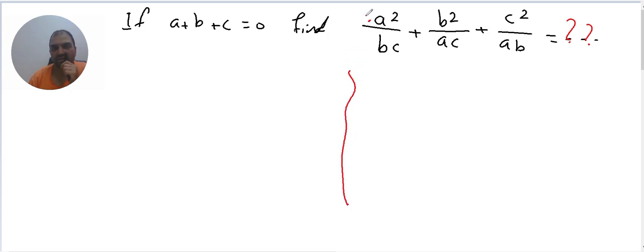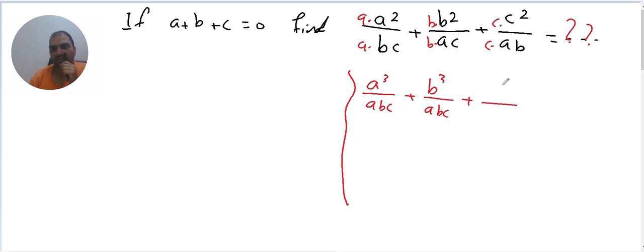We can multiply up and down by a. Right here, multiply by a, and here multiply by b, and here by c. Then in the numerator we have a power 3 over abc plus b power 3 over abc plus c power 3 over abc. You can collect the same base abc, and up, a power 3 plus b power 3 plus c power 3.